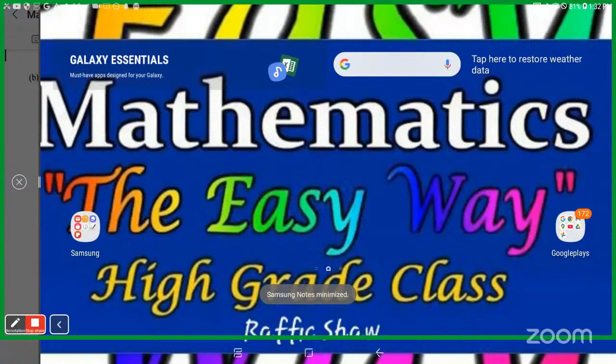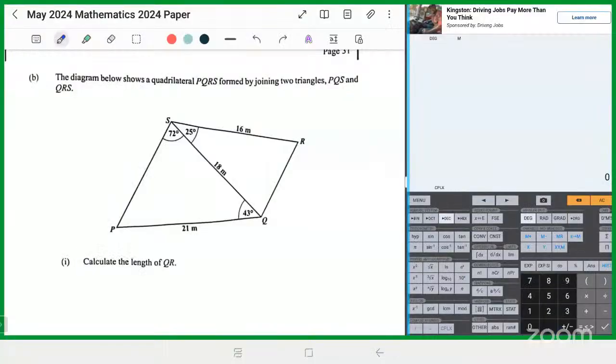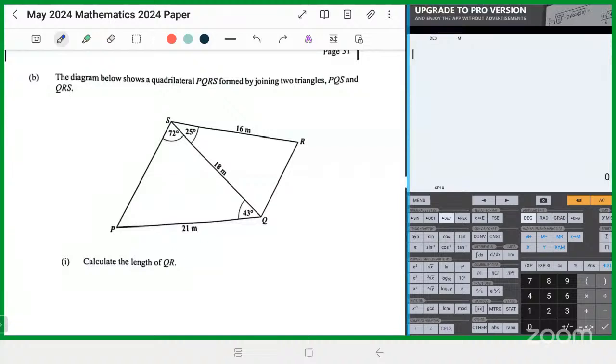All right. So I was saying basically it's a section 2 trigonometry question where generally speaking you have to use the sine rule and cosine rule. And the application topic for the use of the sine rule and cosine rule in CSEC is bearings. So most of the questions will be bearings. The question said the diagram below shows a quadrilateral PQRS formed by joining two triangles, triangle PQS and QRS.